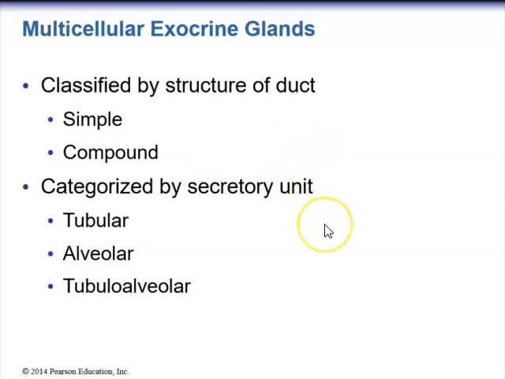We can also categorize these types of glands by the secretory unit. The secretory unit can either be tubular, meaning they're in the shape and form of tubes. They could be alveolar, in which the secretory cells will form spherical sacs. Or they could be tubulo-alveolar, so a combination of the two.